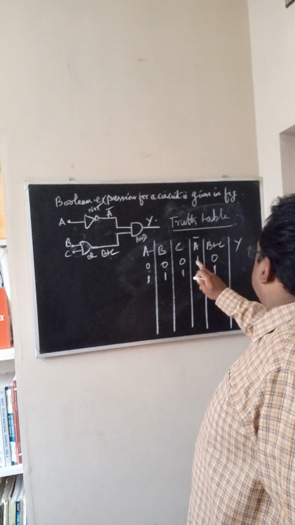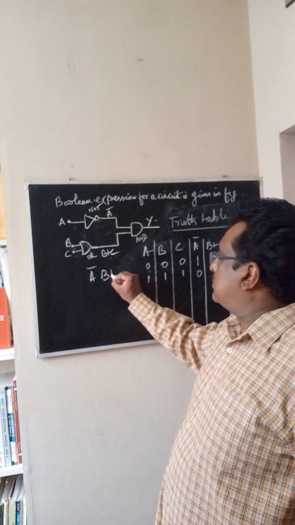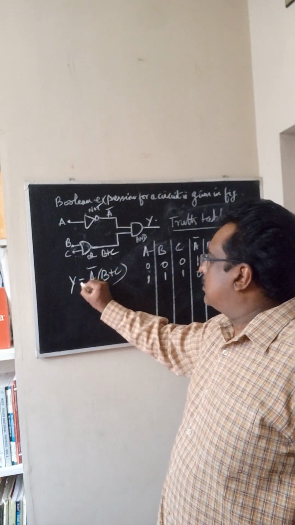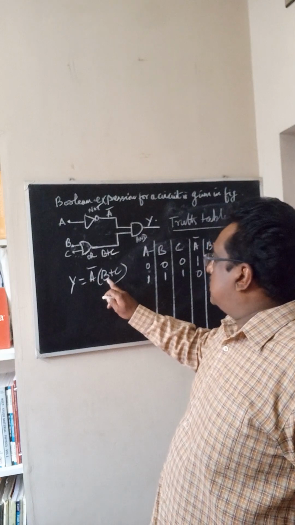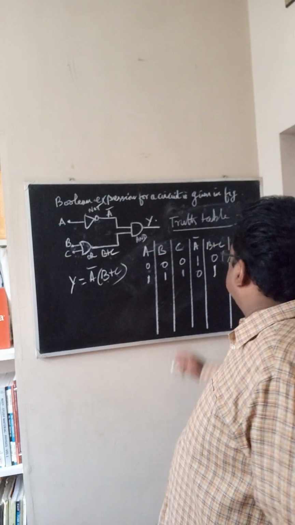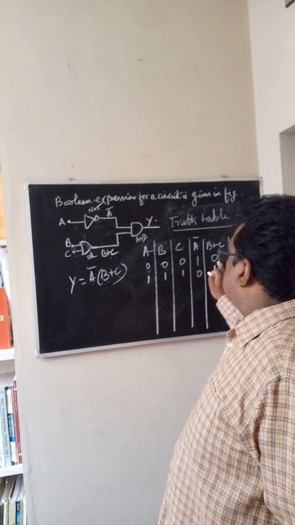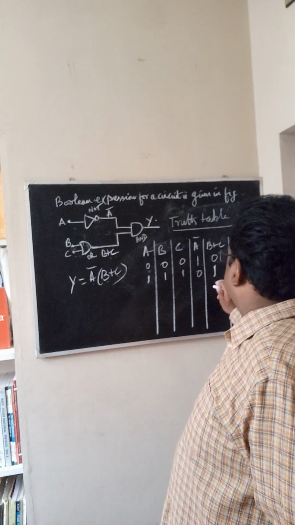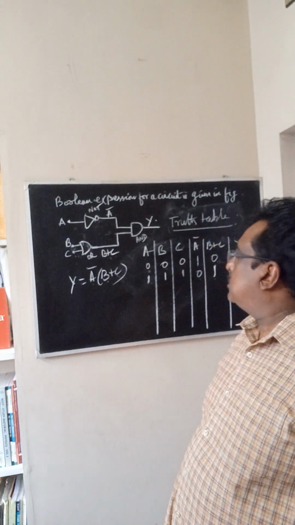So here the Boolean algebra says that it is A bar, B plus C. So in that case, B plus C is 0. A bar is 1. So multiply, it will be 0. 0 into 1, 0. So the output is 0.